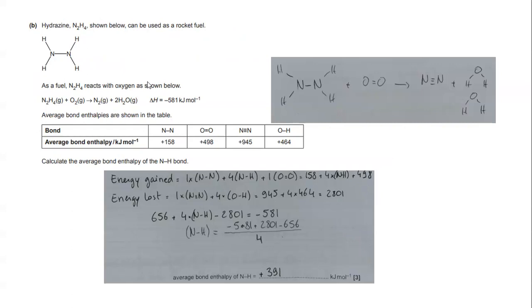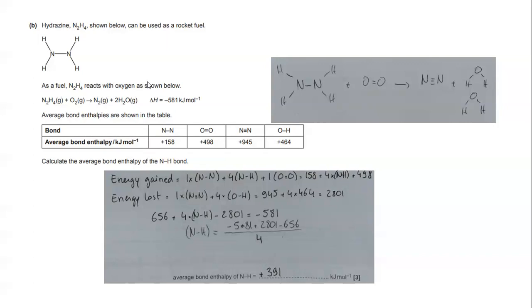So the energy gained to break the bonds, you have to break 1 nitrogen-nitrogen bond, you have to break 4 nitrogen-hydrogen bonds, and you have to break 1 oxygen-oxygen bond. So that is 158 plus 4 times this NH that we don't know, plus 498. The energy lost to form the bonds, we have to form 1 triple bond nitrogen-nitrogen and 4 OH bonds. And that's in total 2,801.